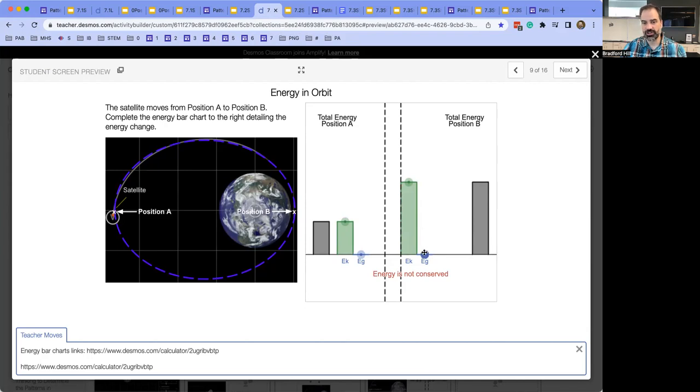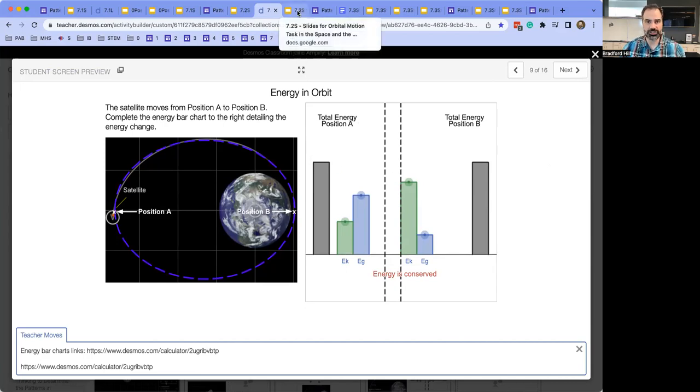It's closer to the Earth, so a lot of that gravitational potential has already been turned into kinetic energy. Here, farther away. And of course, energy is conserved. I'm not doing a good job of showing that, but it's probably a little better there. I just wanted to show that they're using energy bar charts and conservation of energy, really good stuff.